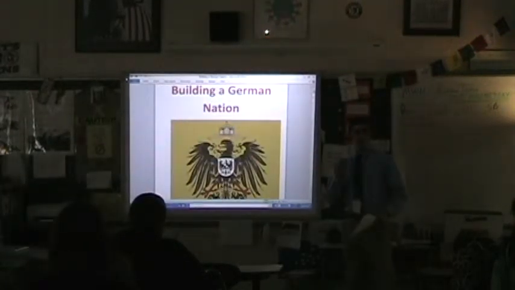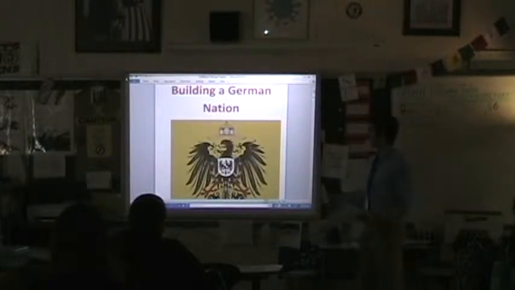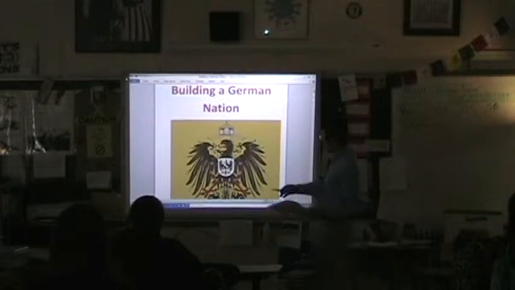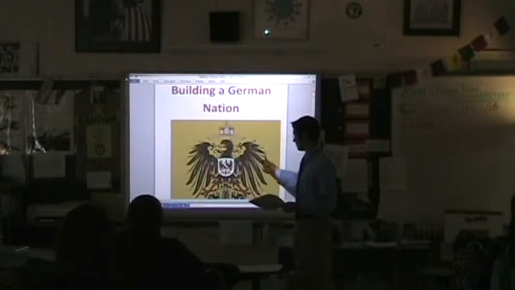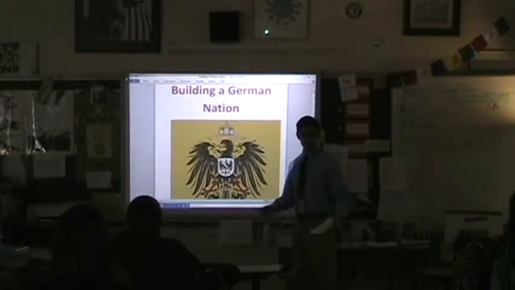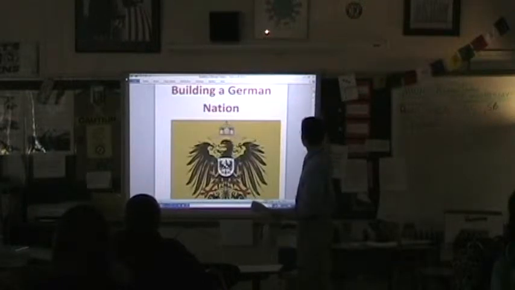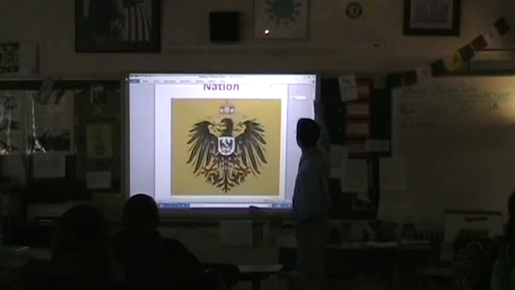Okay, today we're going to be learning about Germany and its formation. Right here I have a picture of the German Imperial Eagle. Looks pretty neat, huh? I like it. When I went to Germany, those things are everywhere.